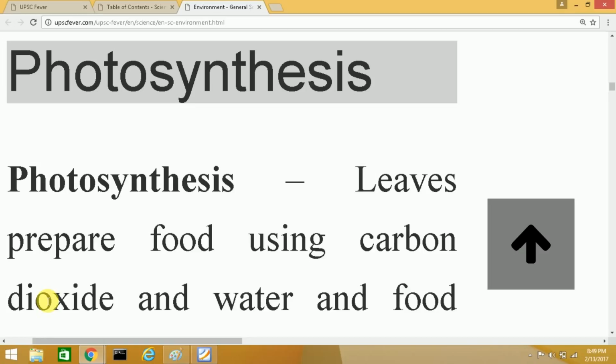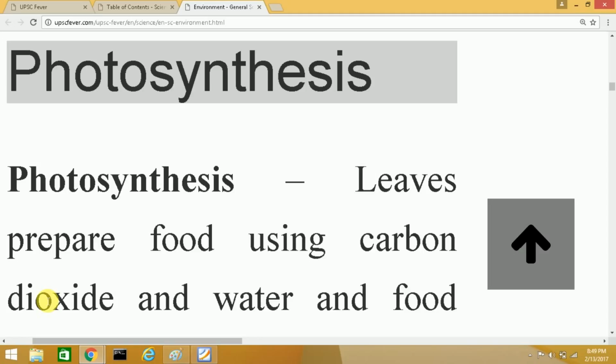Next is the mechanism behind photosynthesis. The following things are needed for photosynthesis. Number one, light energy has to be absorbed by chlorophyll. Chlorophyll is a pigment found in the plastids of a plant cell. Plastids are not present in animal cells. Plastids are of two types, white and green. The green colored plastids contain chlorophyll pigment. More information about this was given in the previous video. You can refer to them.